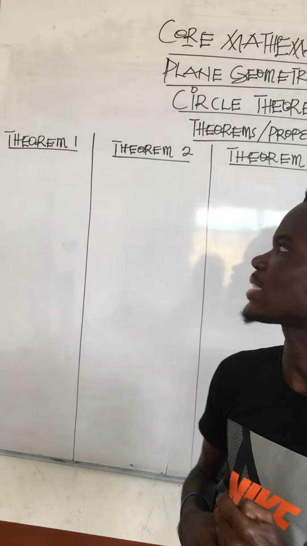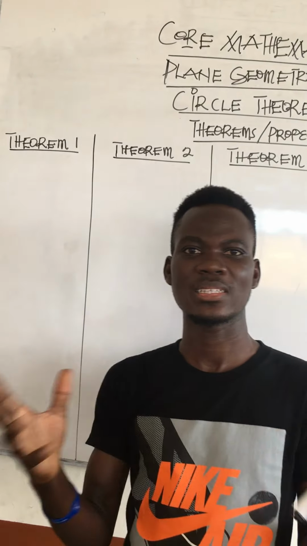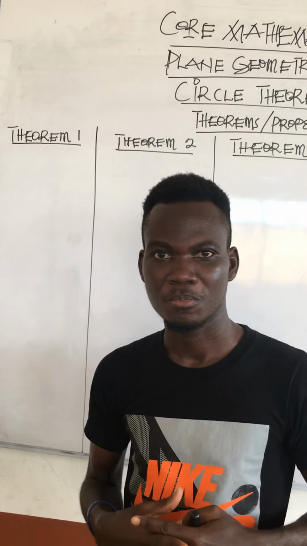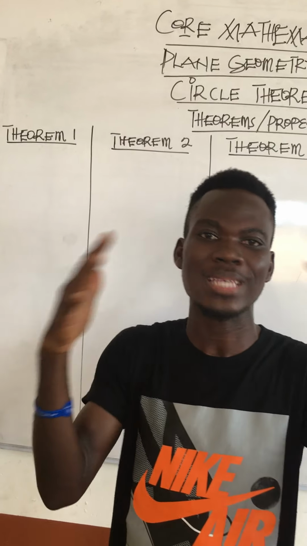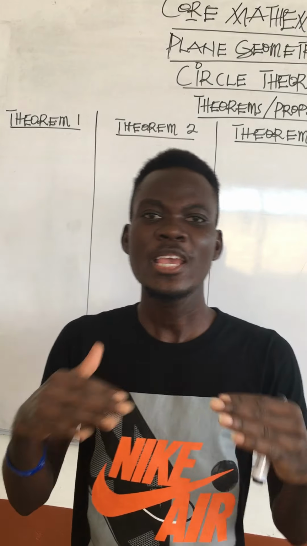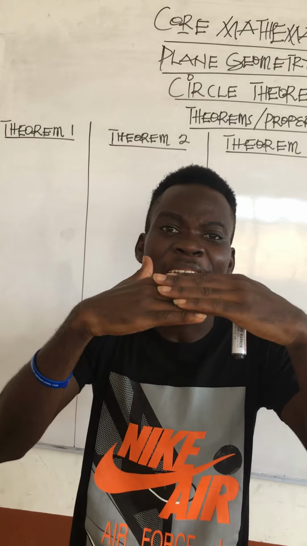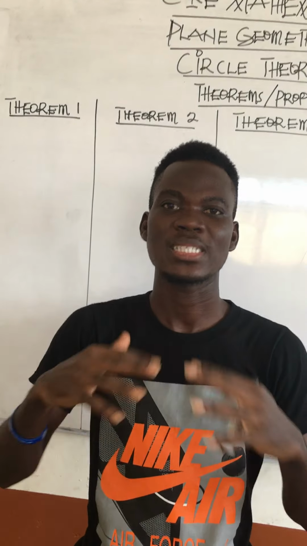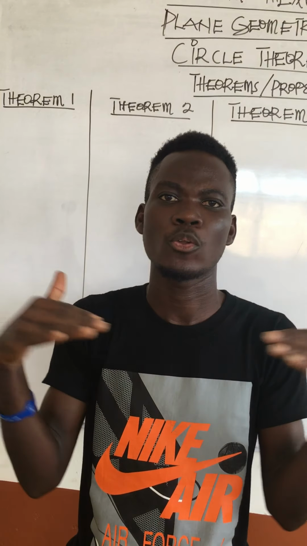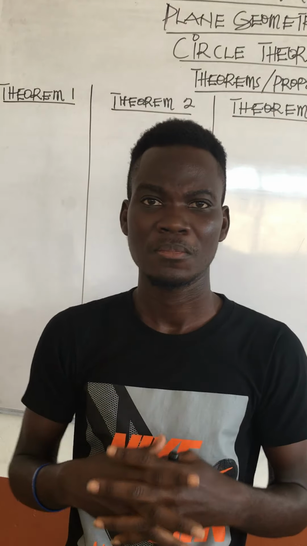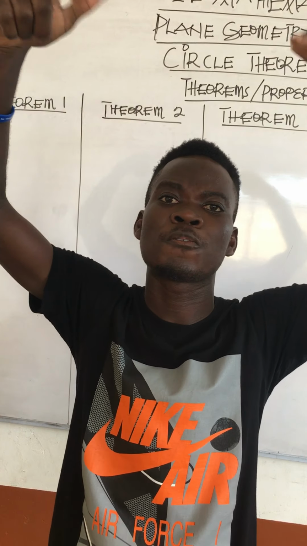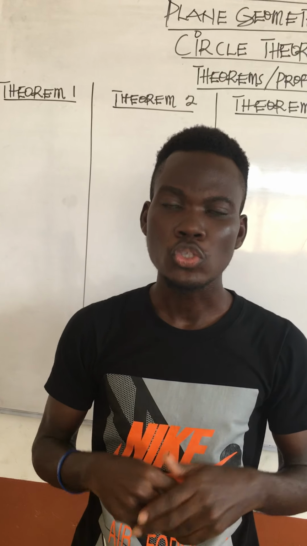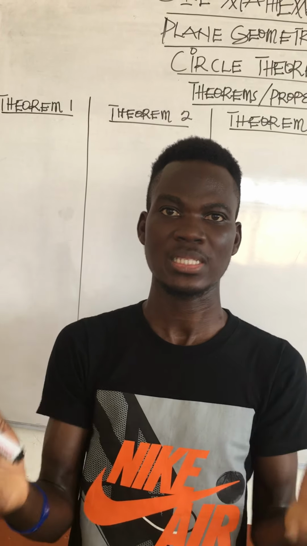Alright, so let's look at the first theorem. The first theorem states that, let's assume a chord subtends. When we say subtend, it forms an angle at the center. If the chord forms an angle at the center and the same chord again forms another angle at the circumference of the circle, we are saying that the angle formed at the center is twice the angle formed at the circumference. Let me use this example.